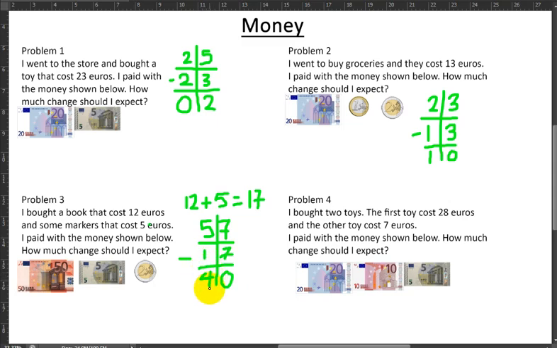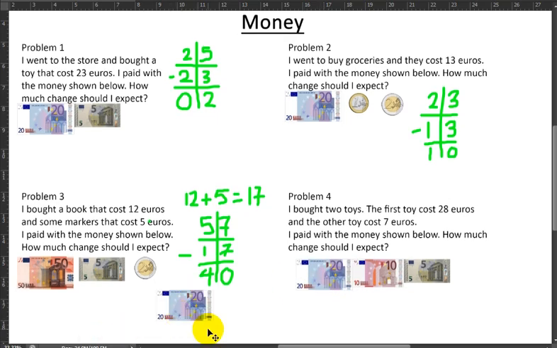Now if I asked you, how would the cashier give you your change? He or she needs to give you back 40 euros. So how would they do that? There's no 40 euro bill. What they would do is give you back a 20 and another 20. They give you two 20s, which is 40 euros. So you gave them this, and they would give you this back along with the things that you bought, the book and the markers.